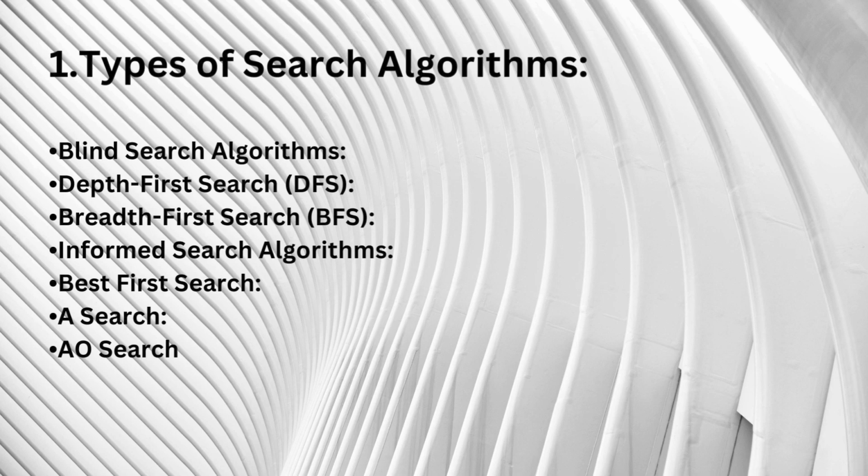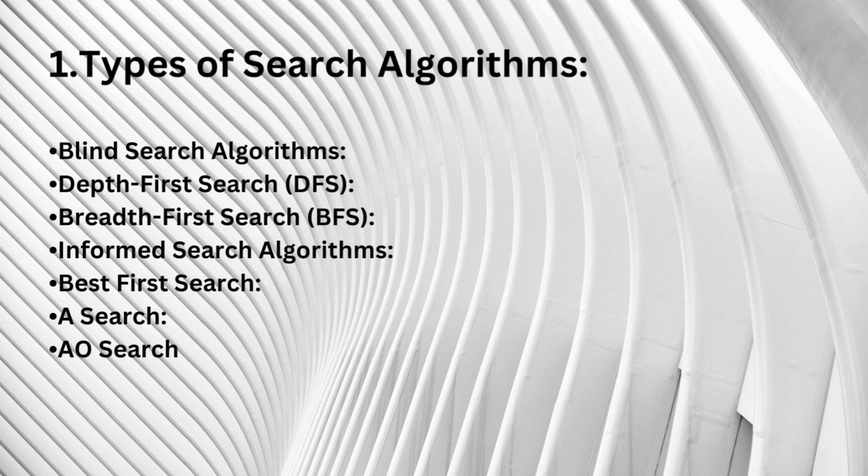Breadth first search. Breadth first search explores all the neighbor nodes at the current depth before moving to the next level. It guarantees finding the shortest path, but may require more memory. Informed search algorithms. In contrast to blind search, informed search algorithms use heuristic information to guide the search towards the goal state efficiently. Examples include best first search, A star search and AO star search.